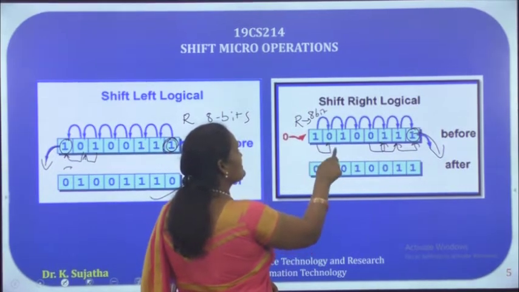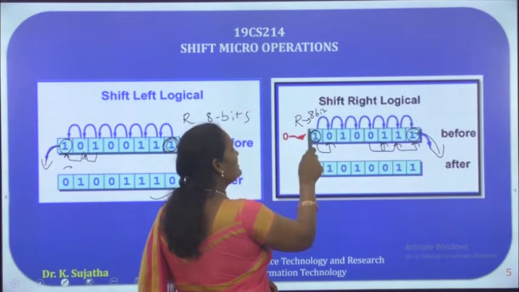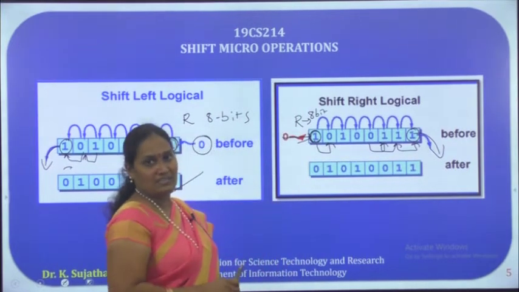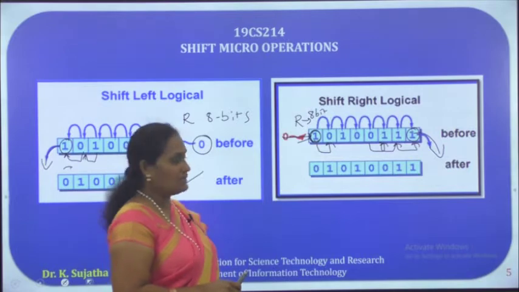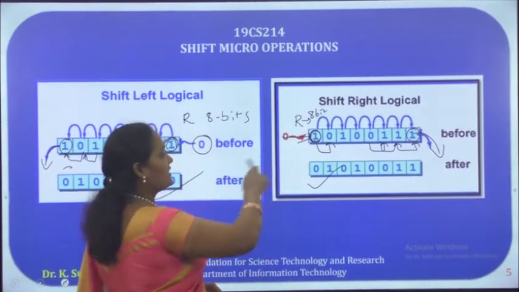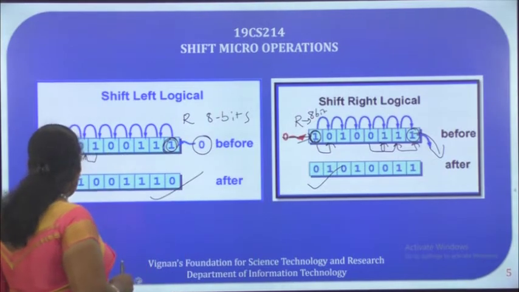So here this bit comes here, this position becomes vacant. To this vacant position, a 0 is occupied. That vacant position is occupied by a 0. So after shifting this, we will get this value. So this is to be called as logical shift right.